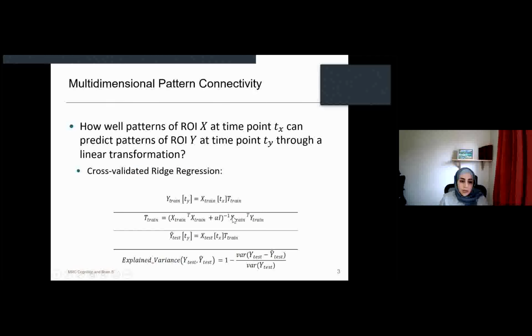To do so, we use tenfold cross-validated ridge regression, and we use explained variance as our connectivity metric. In this case, the best score would be 1, suggesting that there is a strong linear connection between two patterns. And if we get something like 0 or even negative values, it suggests that there is no linear relationship between the two patterns.